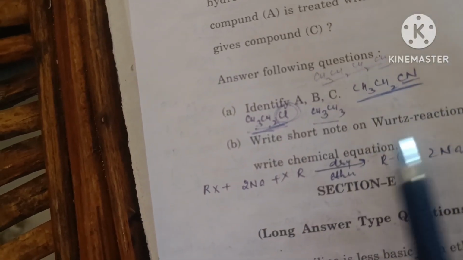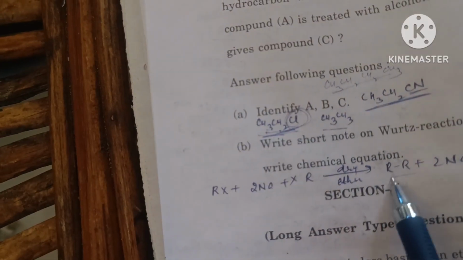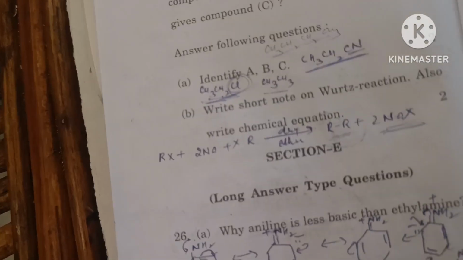Write short note on Wurtz reaction. So when alkyl halides are reacted with sodium in presence of dry ether, an alkane with double the number of carbon atoms is formed along with sodium halide.